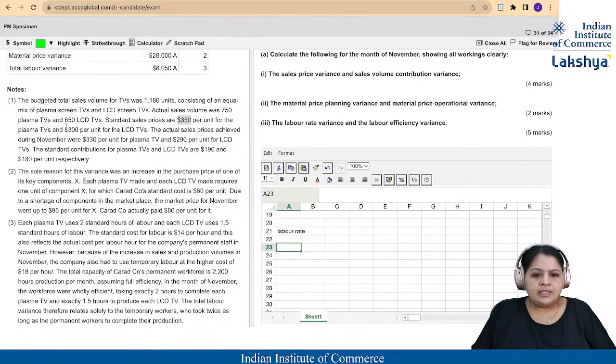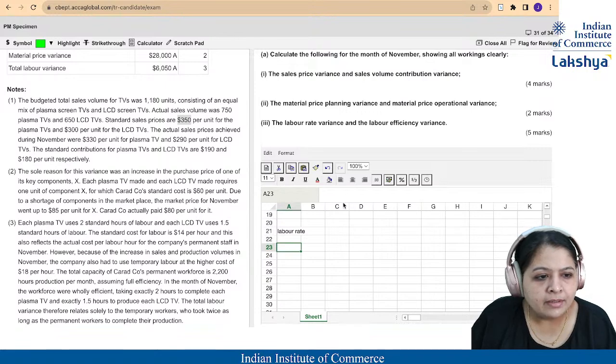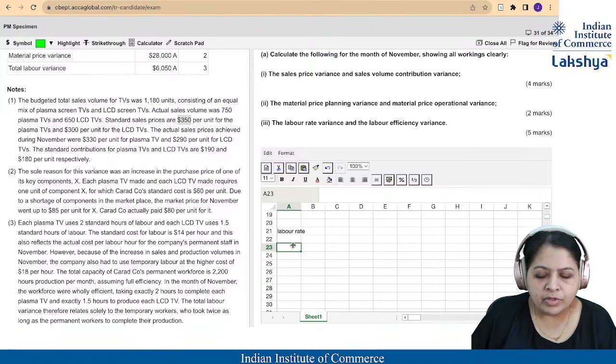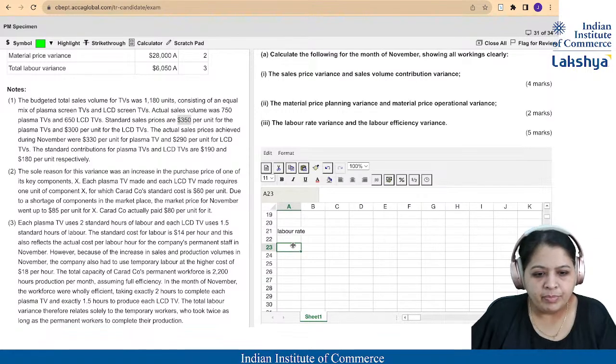If you notice, the last line says that the total labor variance therefore relates solely to the temporary workers who took twice as long as the permanent workers to complete their production. That means they have taken double the time to complete the production, right? When we talk about labor variance, we have to calculate it with these hours. Okay, so it's a little complicated. A 5 marker. I'll try to do it for you right here. First we need to figure out the hours taken by the temporary staff members, right?